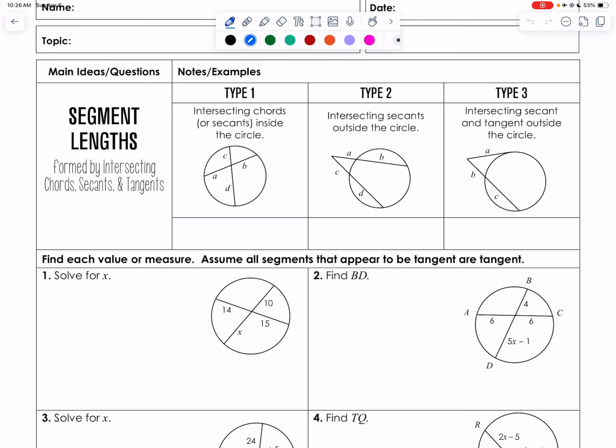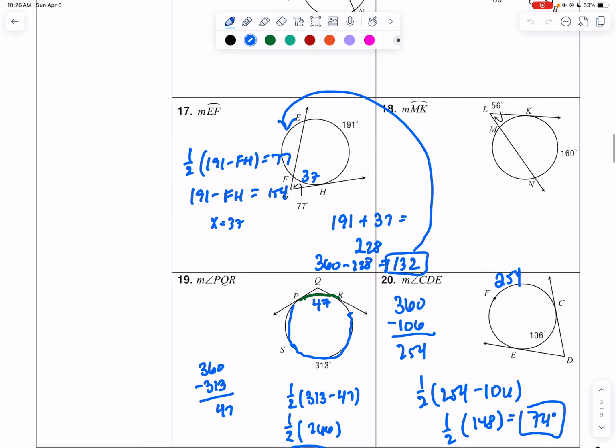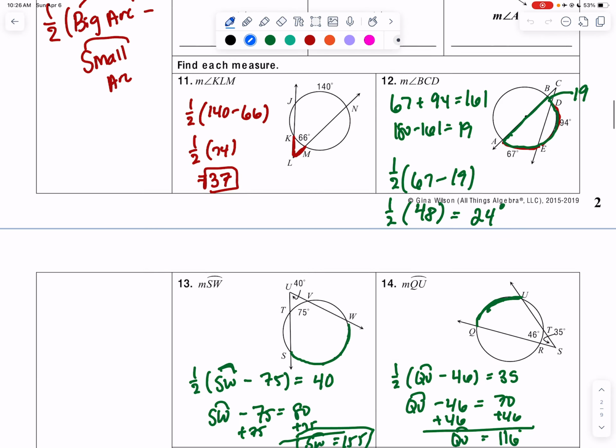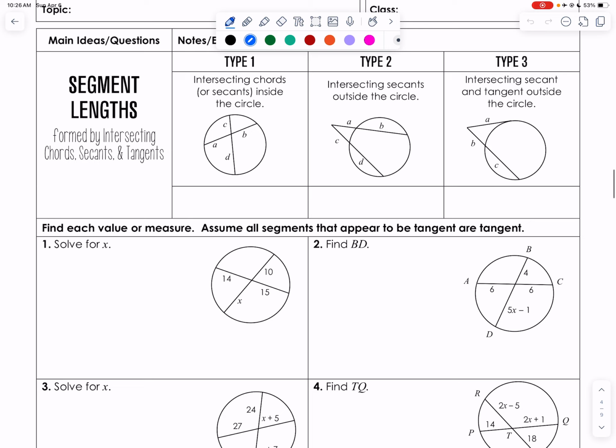Alrighty, in this video we are going to be talking about segment lengths. One thing to note about segment lengths is that obviously we are finding the value of segments, not to be confused with angles. So make sure that whenever we are doing today's lesson here, we are talking about segments. There are going to be three types.